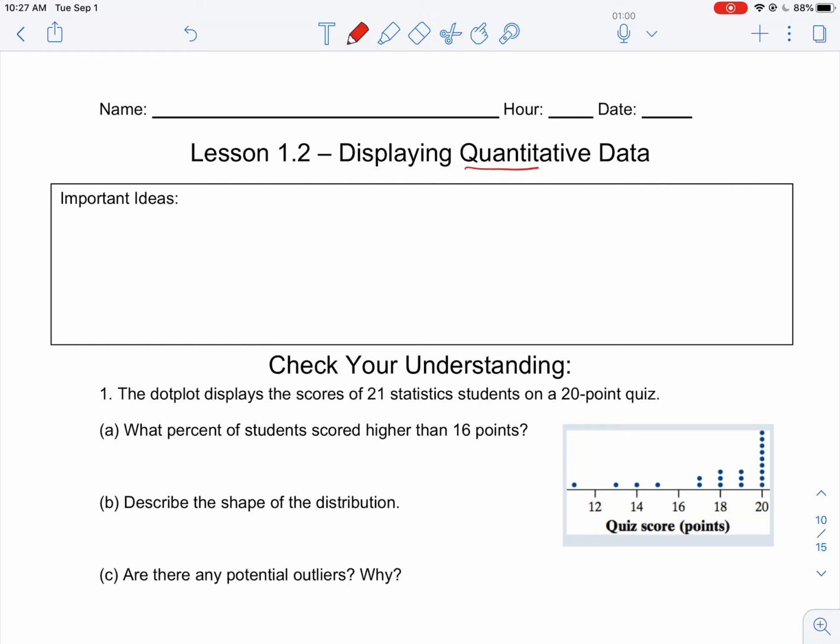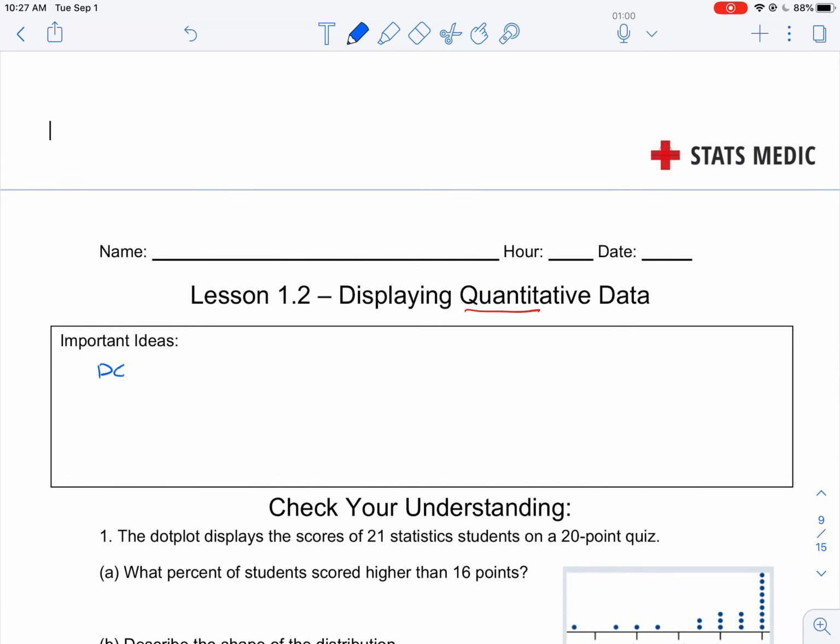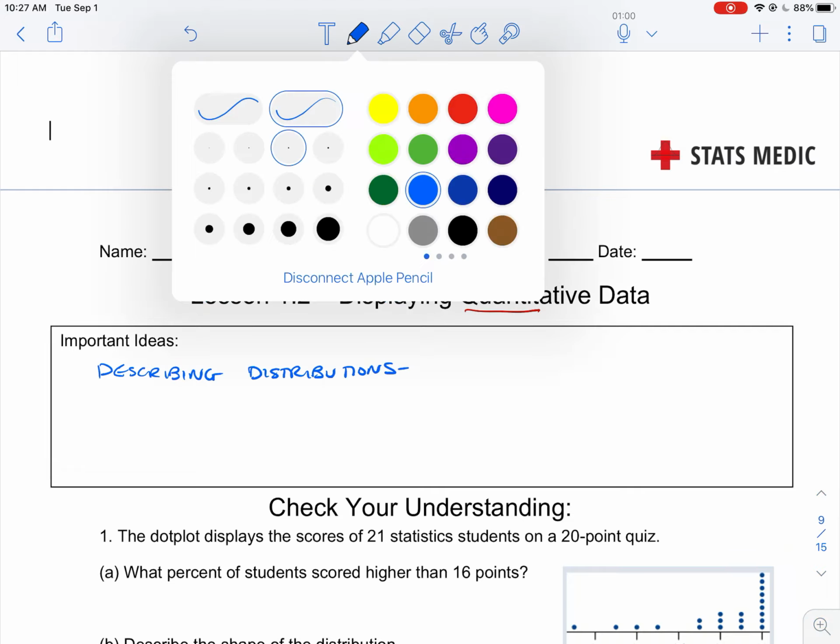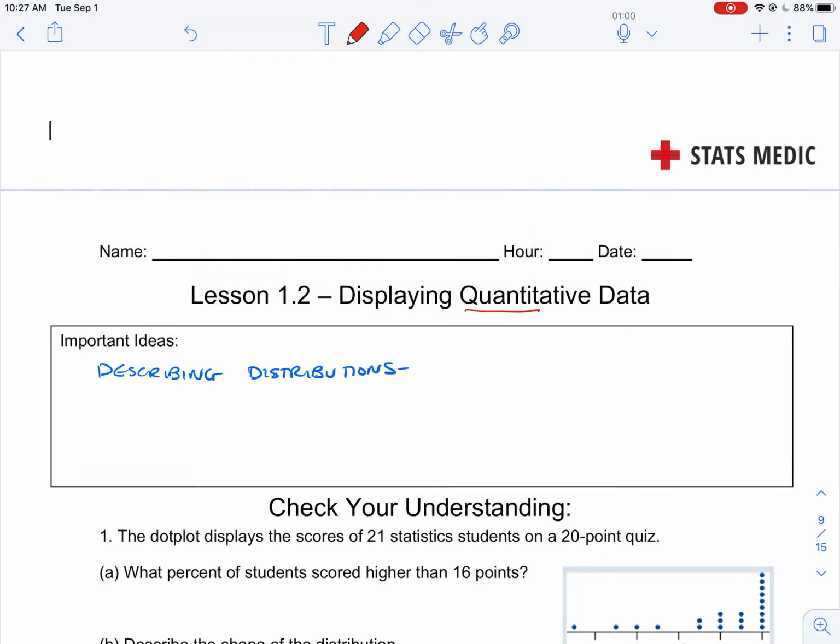Quantitative data has the word quantity in it, meaning it's data that's described by a number. So the number of pairs of shoes, number of states that you visited, your height, your weight, things like that. And when we do this, and we talk about describing distributions, we need to remember a couple of different things. One is we need to remember to use context. And two, we need to use descriptor words, LY words.